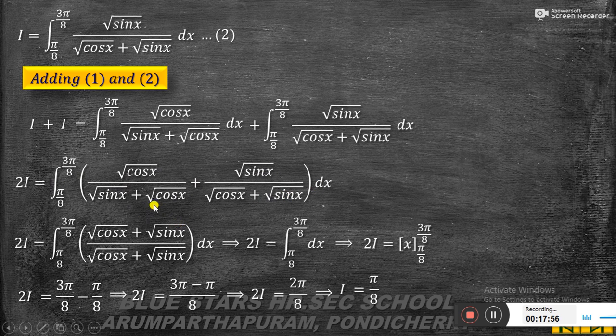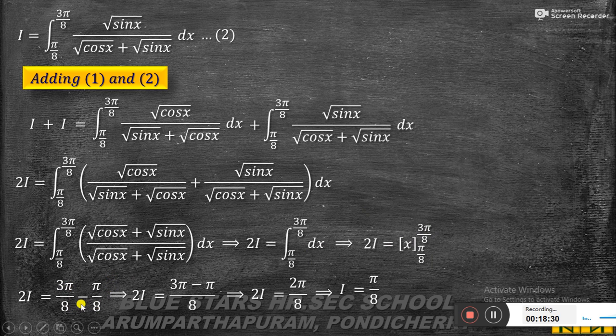In the next step the denominator is the same, so I write the common denominator root cos x plus root sin x and add the numerators. So root cos x plus root sin x, both the numerator and denominator terms are the same, so I cancel them. So I get 2I equals the integral from pi by 8 to 3 pi by 8 of dx. Integration of dx is x, so x with the limits pi by 8 to 3 pi by 8. Now I apply the upper limit minus lower limit, so first the upper limit 3 pi by 8 minus pi by 8.